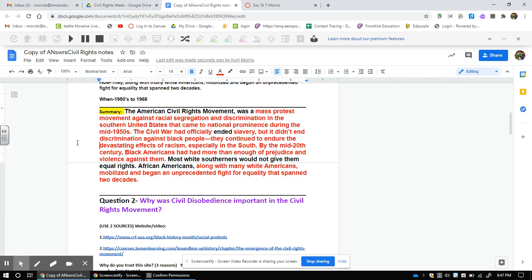So I'm going to read this. The American Civil Rights Movement was a mass protest movement against racial segregation and discrimination in the southern United States that came to national prominence during the 1950s. Now, that answers what the civil rights movement was. Okay, awesome. Here's the why. Here's the why they needed civil rights.